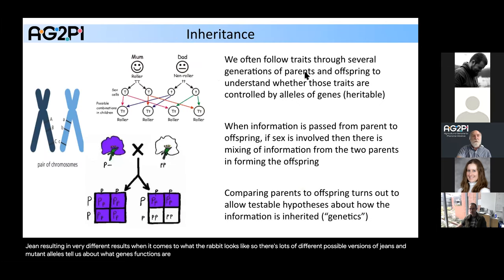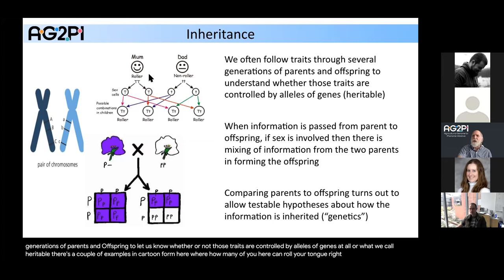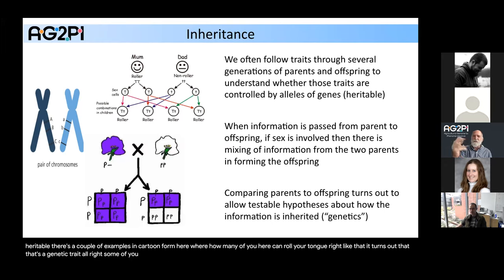So we often follow traits through several generations, watch how they're inherited through several generations of parents and offspring, to let us know whether or not those traits are controlled by alleles of genes at all, or what we call heritable. There's a couple of examples in cartoon form here where, how many of you here can roll your tongue, right? Like that. It turns out that that's a genetic trait, right? Some of you can, and some of you cannot.